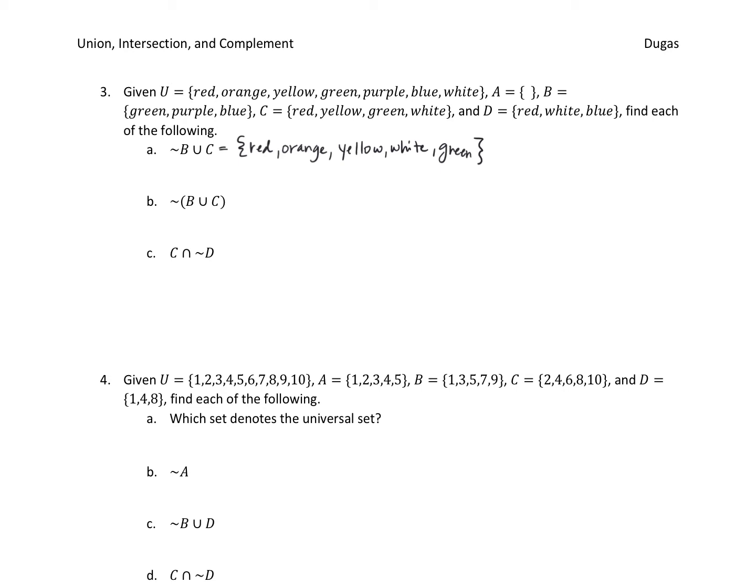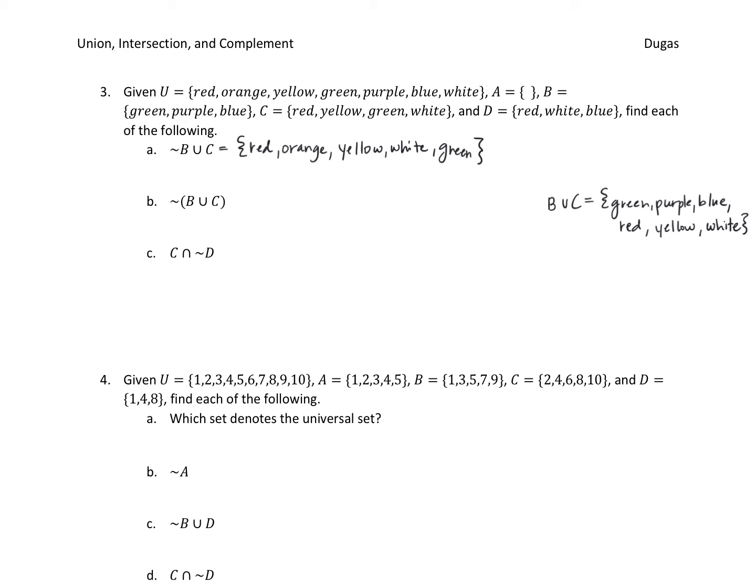So the first thing I want to start with is the B union C. So everything in B is green, purple, and blue. And then I'm going to put down anything in C that I haven't already written down. So that would be red, yellow, green I have, and white. Okay, so that's B union C.